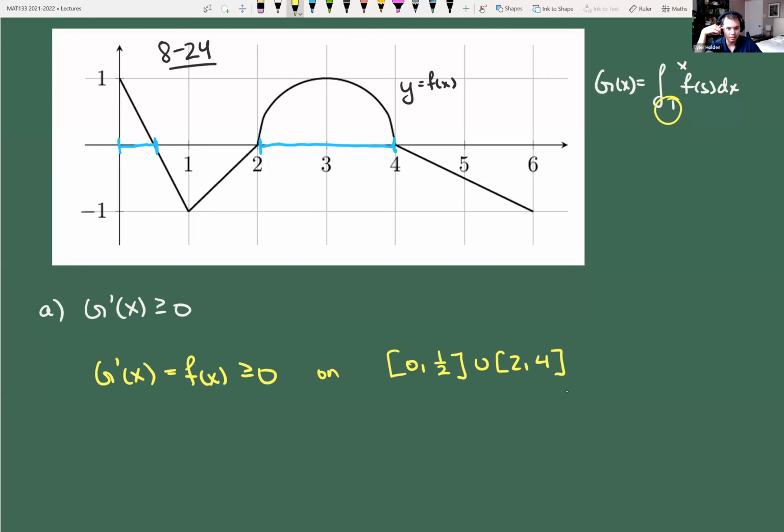Like FTC isn't going to care. And that is a perfectly valid point. The FTC does not care what that bottom bound of integration is, right? So it should still be 0 to a half.